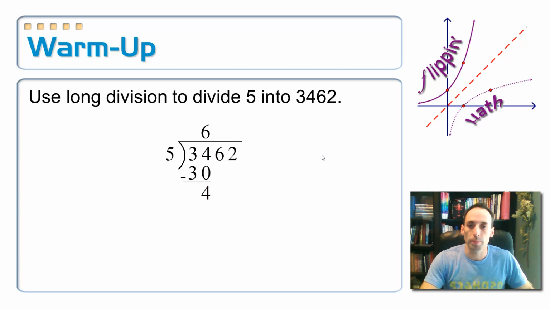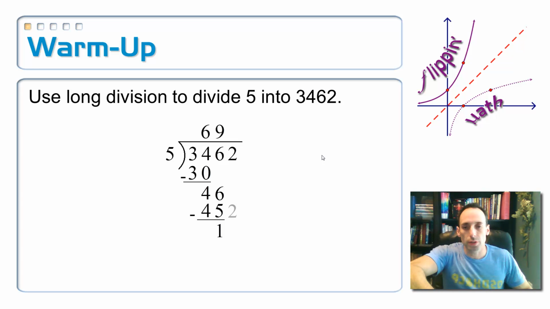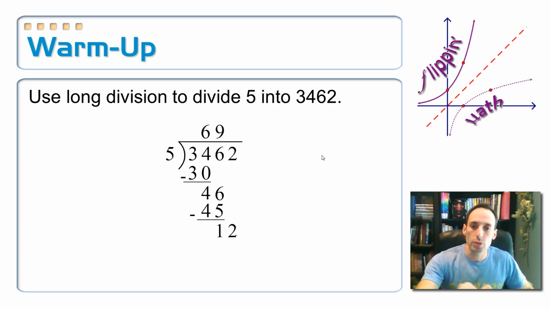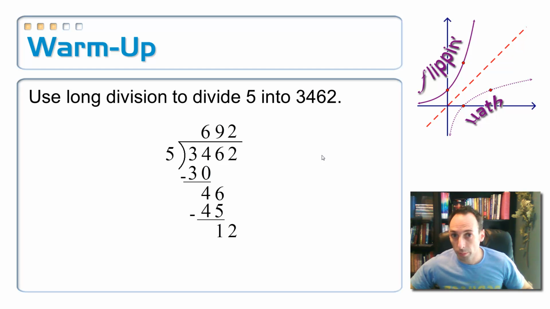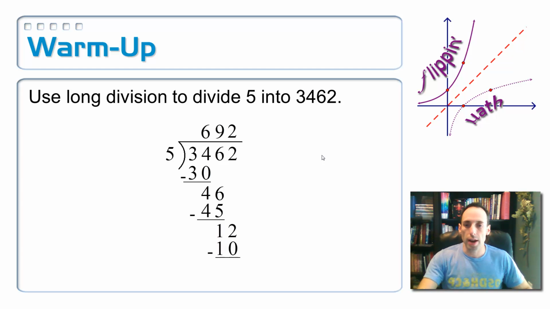Well, there's 4 left over. Then I'm going to bring the 6 straight down, and now I ask myself, how many times does 5 go into 46? Well, that should be 9 times. And then, what do I do with that 9? I multiply. 9 times 5, I get 45, and then I'm going to subtract those. I have 1 left over. Now I bring down the 2. And then one more time I ask myself, how many times does 5 go into 12? It goes in there 2 times. Then I multiply that times the 5, and I get 10, and I subtract them.